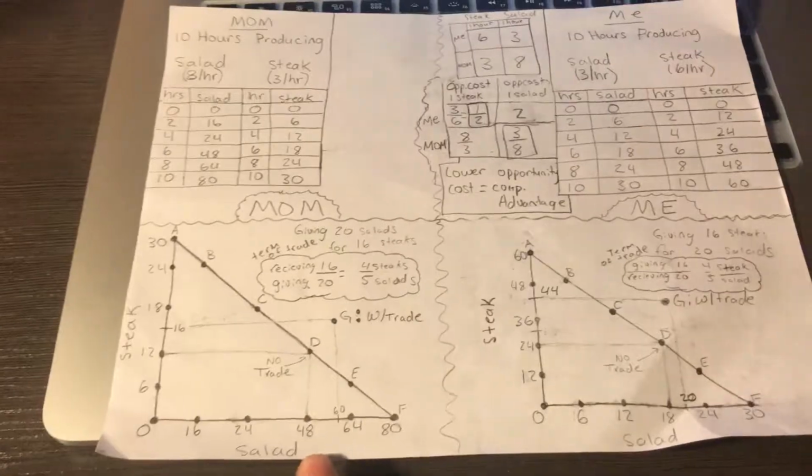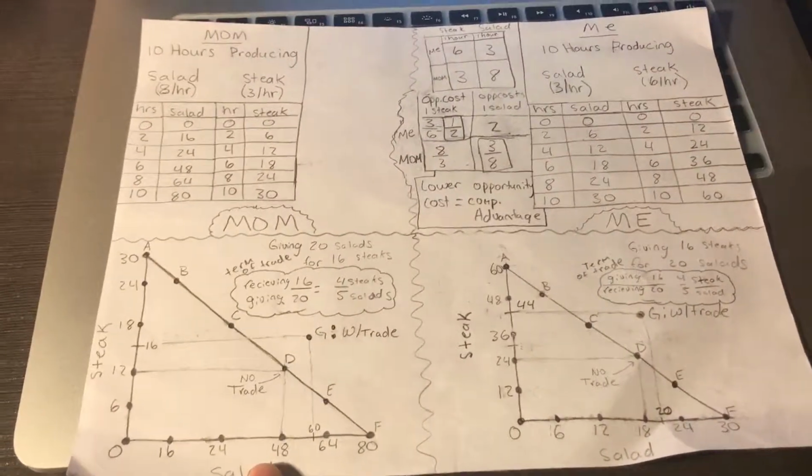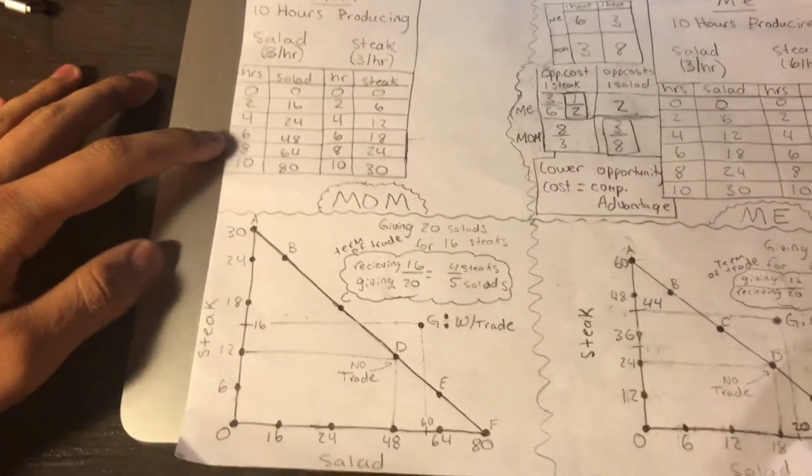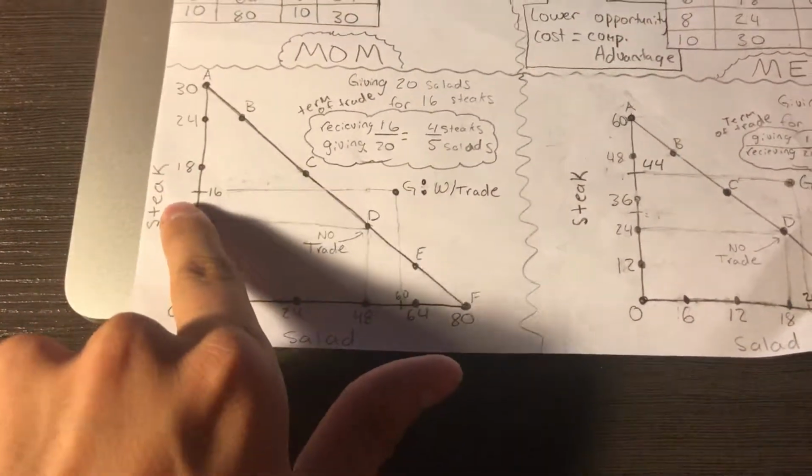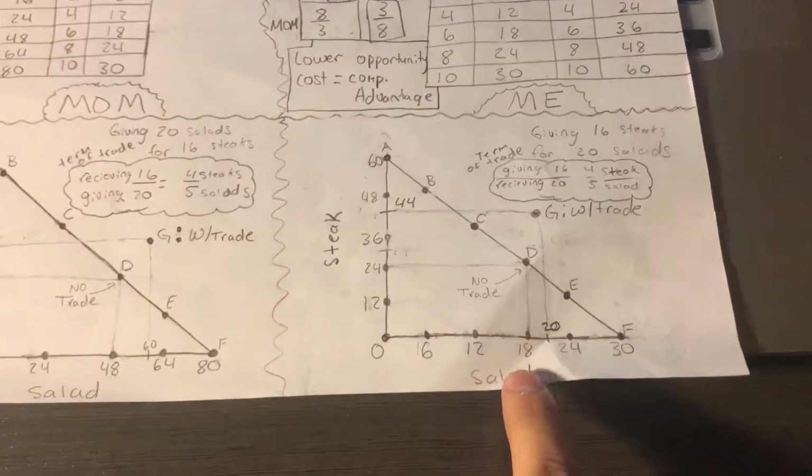So when we look at the graphs here, when we look at the point of no trade, it would actually be this halfway point. My mother produces 48 salads and 12 steaks, which is not bad. And I produce 18 salads and 24 steaks.